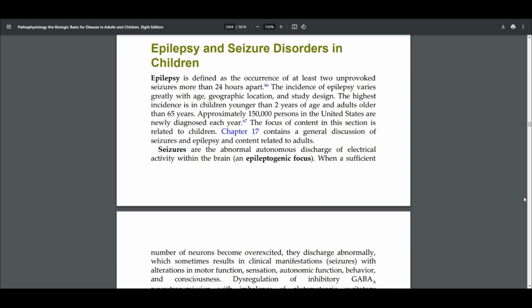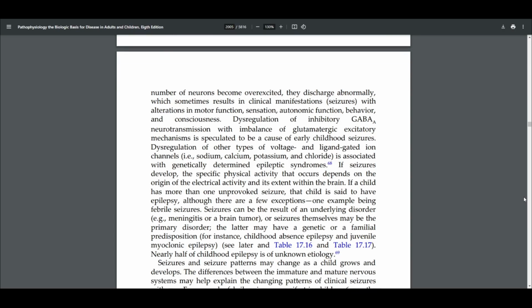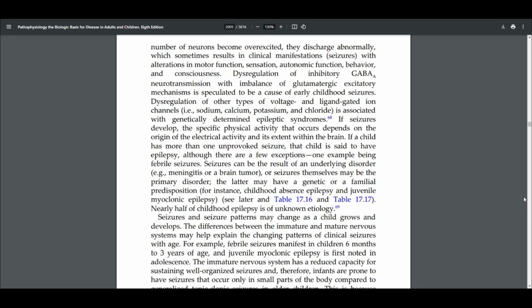Seizures are the abnormal autonomous discharge of electrical activity in the brain. When a sufficiently large number of neurons become overexcited, they discharge abnormally, which sometimes results in clinical manifestations with alterations in motor function, sensation, autonomic function, behavior, and consciousness.